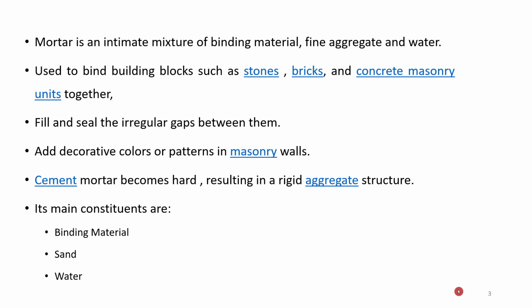So a mortar is a mixture of any binding material. It could be lime also, but we are commonly using cement as a binding material, and it is mixed with the fine aggregate and the water. These are used mainly to bind materials such as bricks and stones. So in wall masonry, these are employed for joining the bricks together, and for stone masonry, the same reason. The cement mortar becomes hard on setting and it results in a rigid aggregate structure.